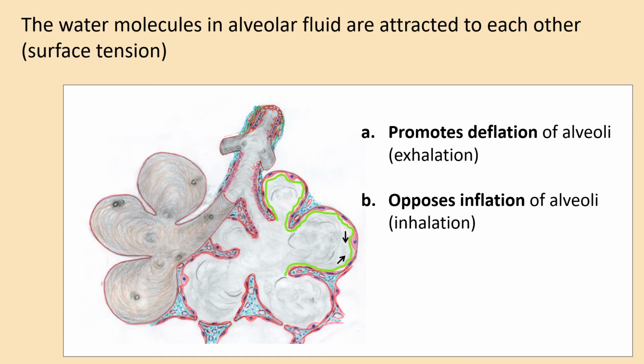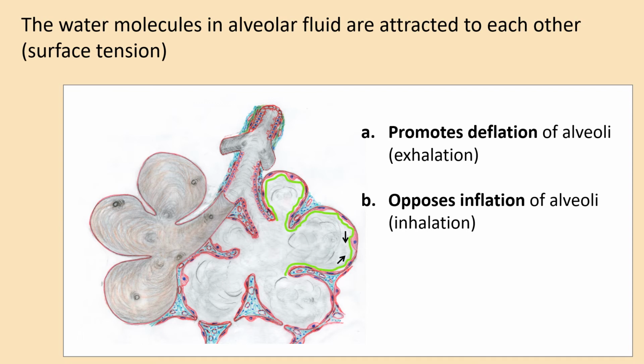How sticky are those water molecules for each other? How strong is the surface tension? Well, following inhalation, surface tension contributes to the elastic recoil of the wall. During inhalation, those water molecules that are part of alveolar fluid get pulled away from each other and they're ready to snap back because of that surface tension. And that snapback due to the surface tension is part of the elastic recoil that occurs during exhalation.